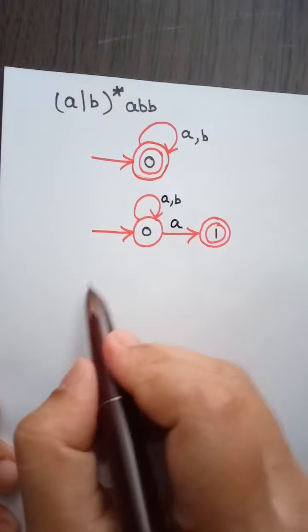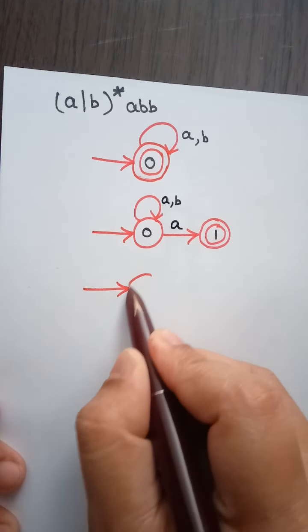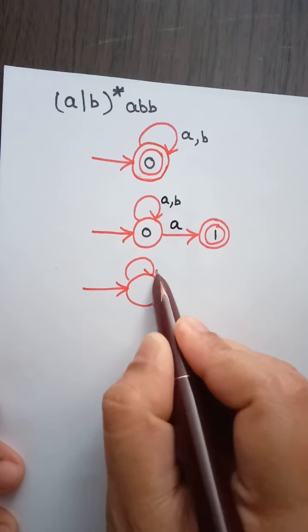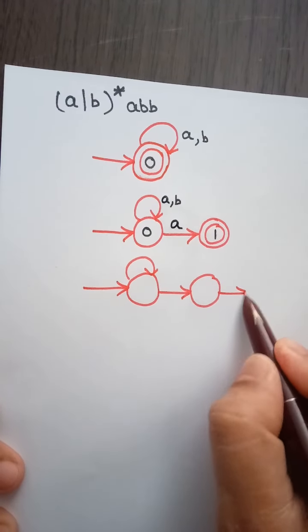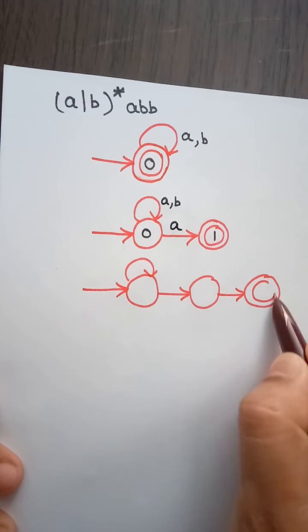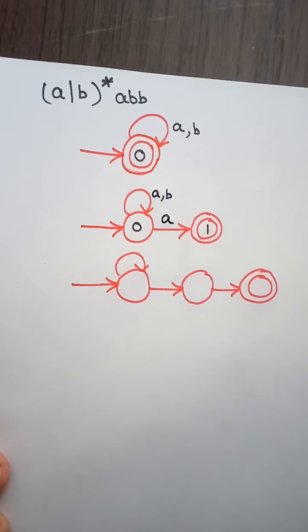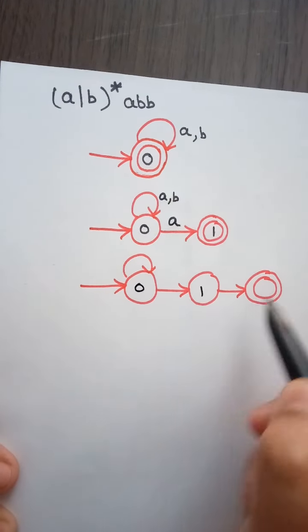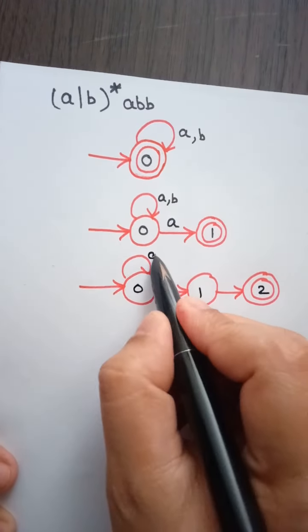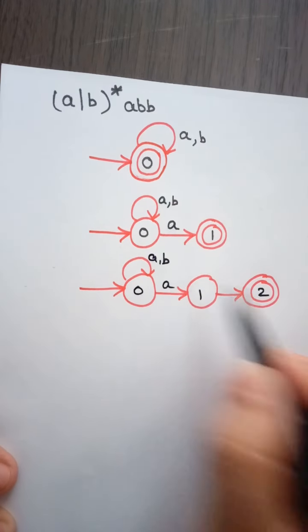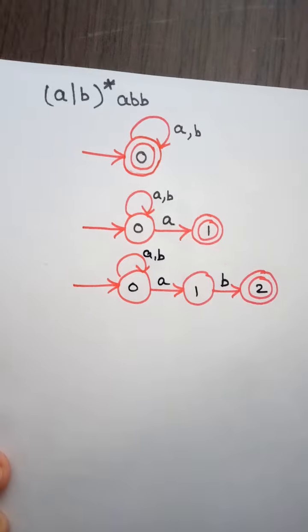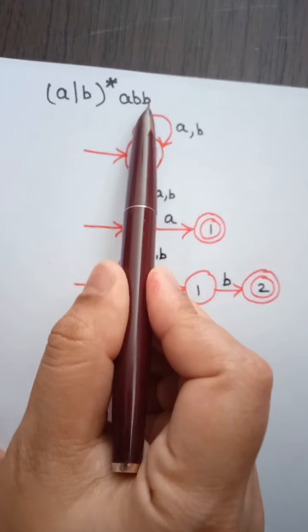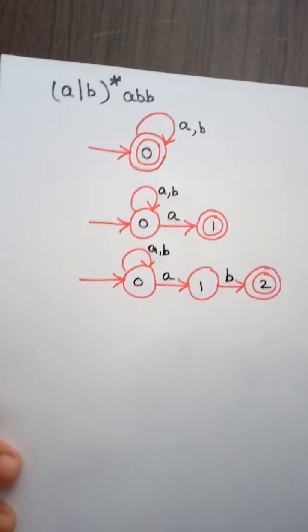So we have states 0, 1, 2. Here it is a, b, here the input symbol is a, and here the input symbol is b. Now again we have one more b concatenated with this.